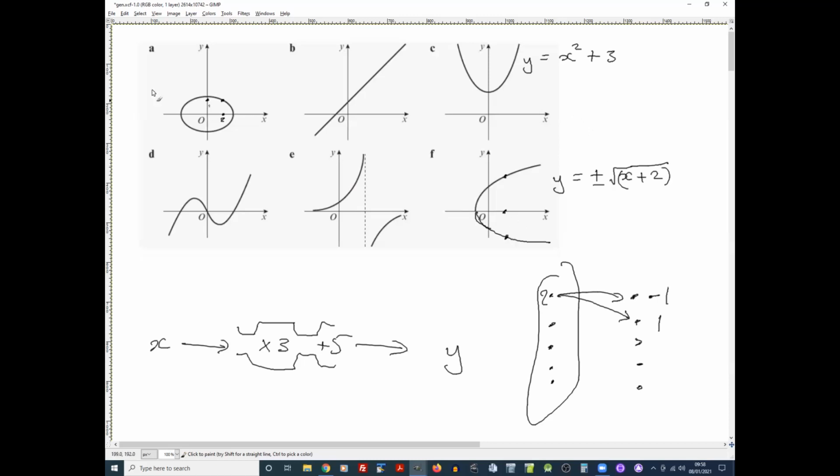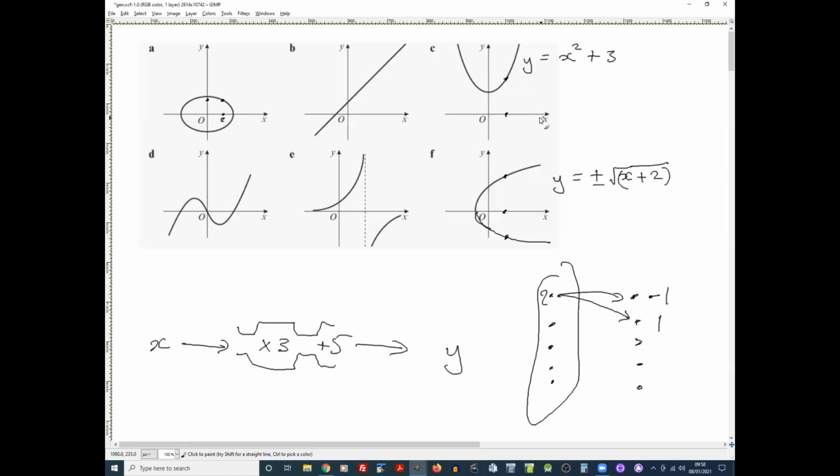So this was one to many, like that's one to many. What's this? The quadratic. Well, one x value goes to one y value. Yes, only one. That's right. But one y value goes to two x values.